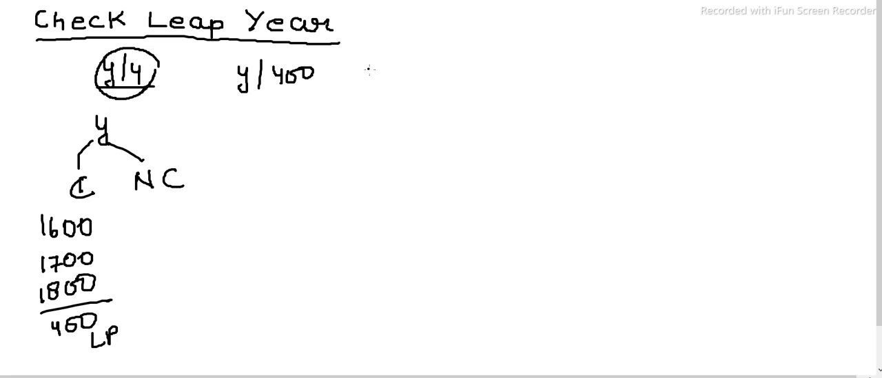It is also obvious that if a number or a year is divisible by 400, then it is also divisible by 100. So we have these three conditions. If these three conditions are satisfied, then we can term our given year as a leap year. So that's the first condition: if a year is divisible by 4, 100 and 400, then we can term it as a leap year.